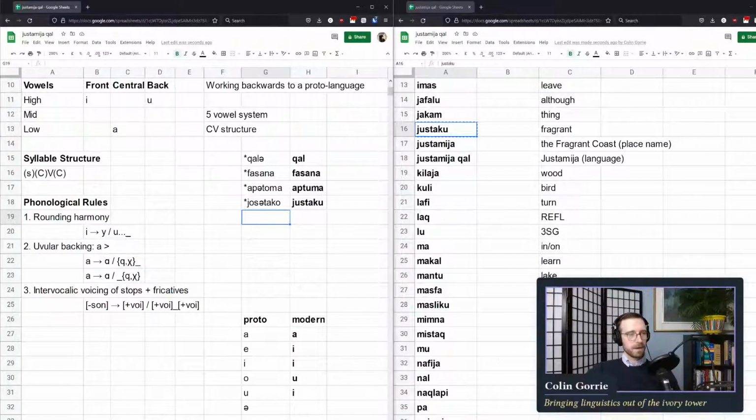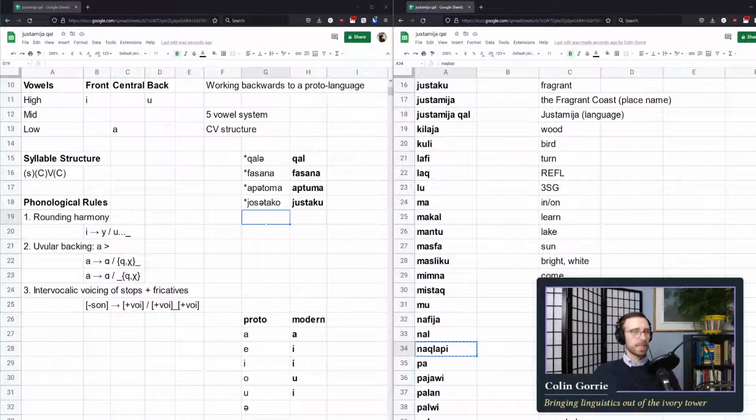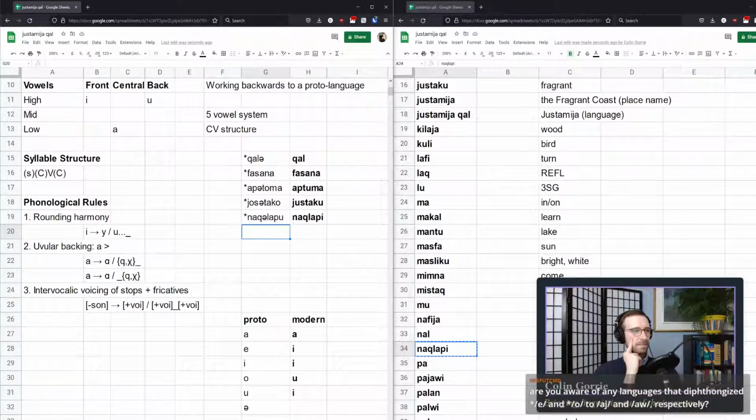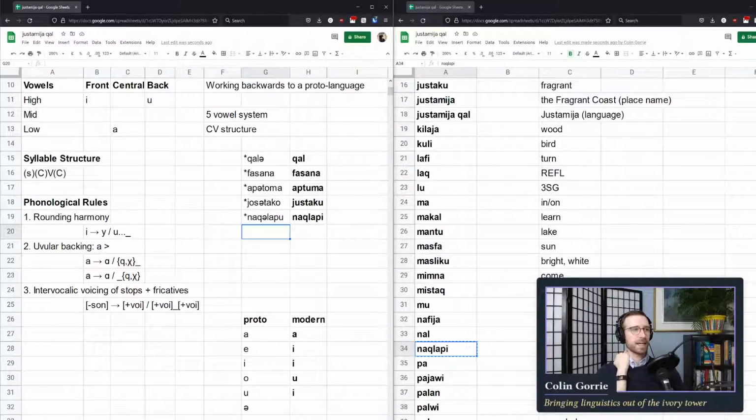Let's see if we have another one. Let's find one like naklapi, to dive. So how does this start? Probably would have to be something like nakalap. Oops, thought I had that in the clipboard still. Nope. Nakalap. And then we have a choice. We could have E, A, or U in the proto-language. And so what if we had something like nakalapu? That would work. Okay, so we've got some differences here. Yosatako, nakalapu. Qala, fazana. I don't know if this allophonic voicing would have been there in the proto-language. Let's say no for now. Fasana, apatoma, yosatako.